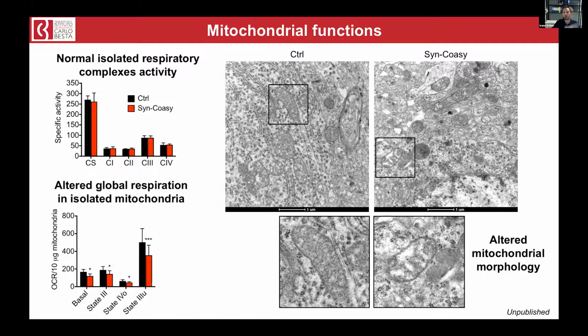So analyzing all the flux through the TCA cycle to the respiratory chain, oxygen consumption in knockout mice is decreased. And also we found some altered mitochondria in morphology with this completely altered crista in the brain of knockout animals.